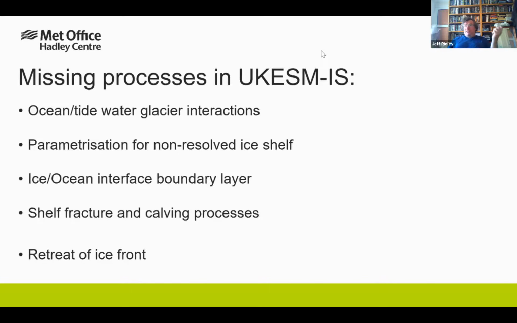So what do we do next? Well, around Greenland, we're missing ocean interaction, and that's something in progress at the moment. We'll use a box model to represent the fjords and the plume in the ice shelf and ice sheet melt. We need to put together some parameterization for non-resolved ice shelves, and this isn't easy to do, and we may have to use a high resolution model to assess how the parameterization works.